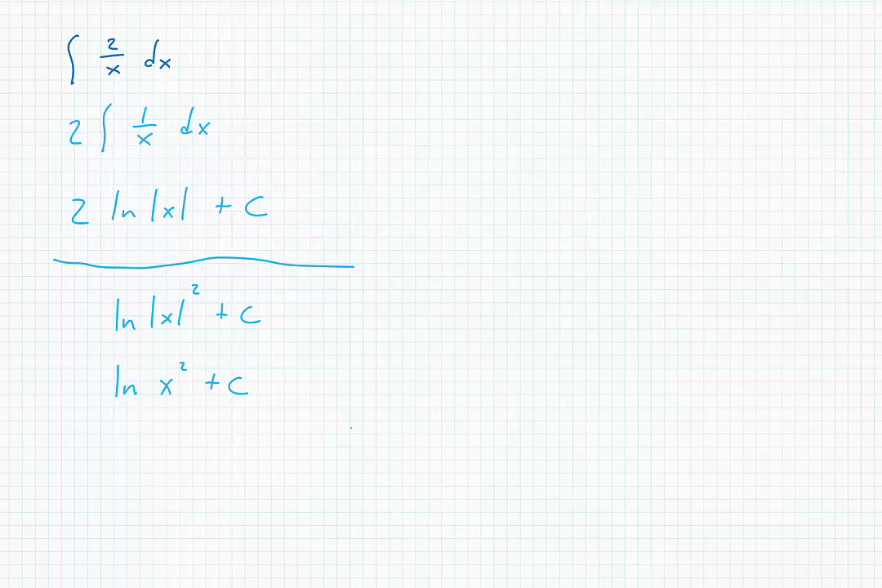Here we don't need the absolute values because we're using 2 as a power, but in the original answer we needed the absolute values because 2 is a constant multiple, and we needed to make sure that the natural log was never acting on a negative value. But if we square those values first, natural log can't ever act on a negative value.